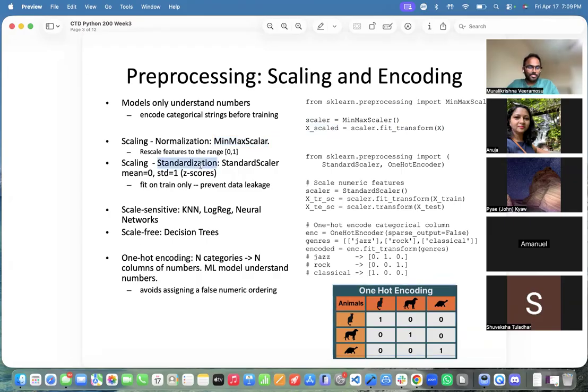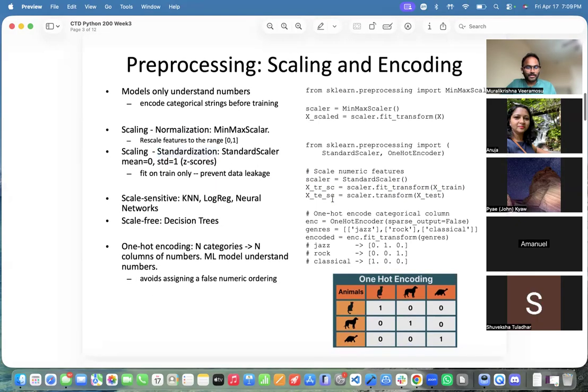Another scaling function is called standardization. In standardization, your data is converted in such a way that the mean will be 0 and the standard deviation is 1, right? And this is the code for StandardScaler. You create a StandardScaler instance and then call the fit_transform function on your X feature, then you get a scaled feature, right?